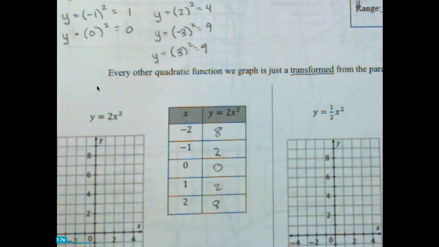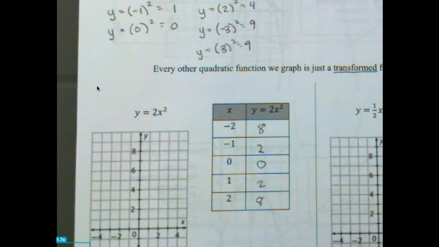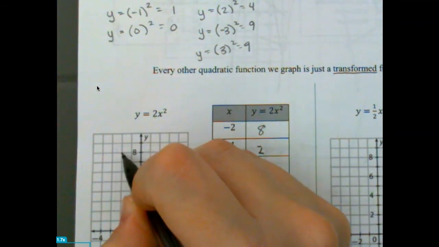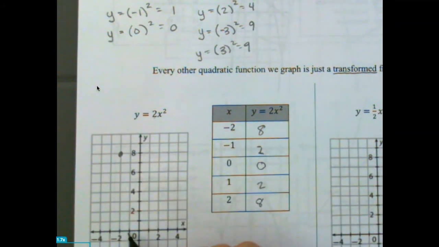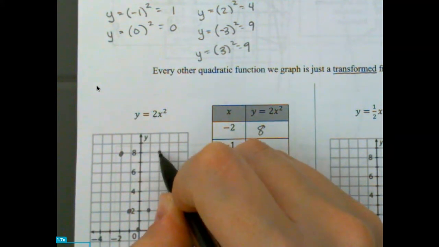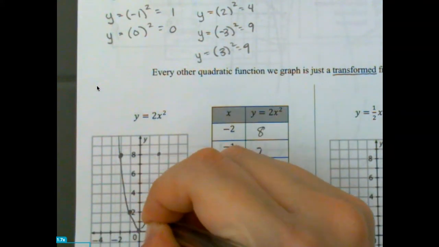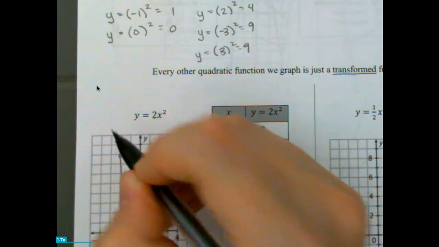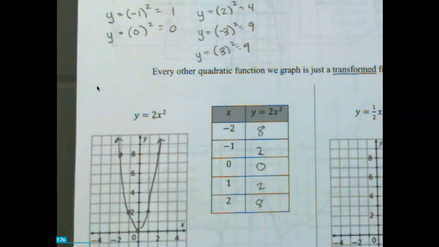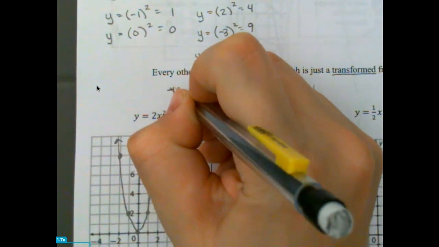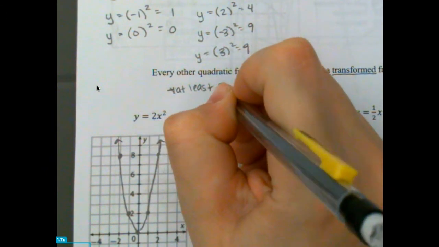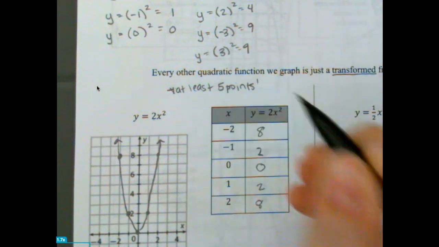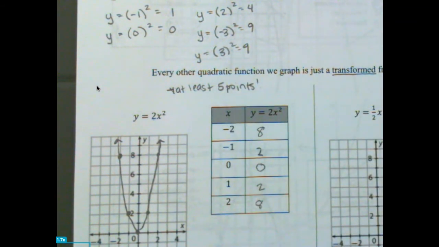So I'm going to go ahead now and graph this onto my grid. So -2, 8, -1, 2, 0, 0, 1, 2, and 2, 8. Make sure you connect it and you draw arrows at the top. And that's how we graph a parabola. A parabola needs at least 5 points. If you graph with less than 5 points, it's not good enough. You have to have at least 5 to graph a parabola.